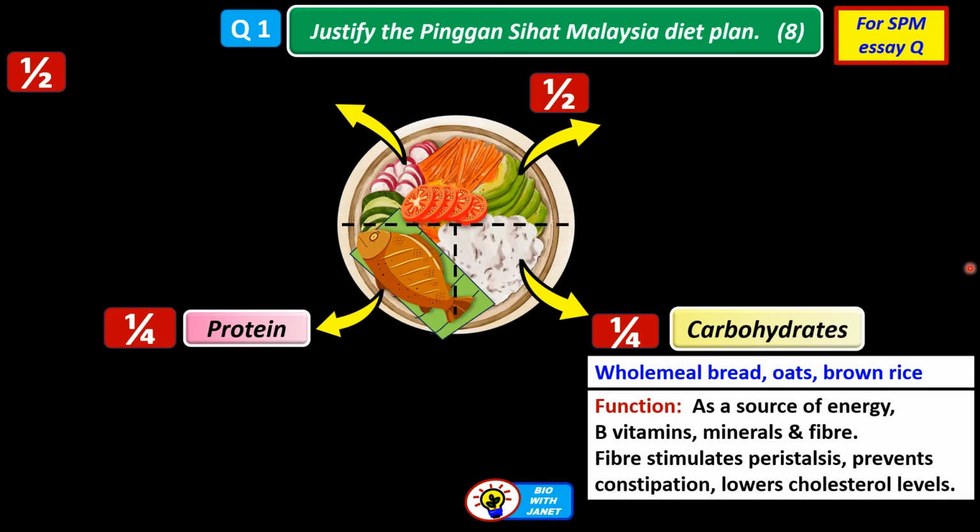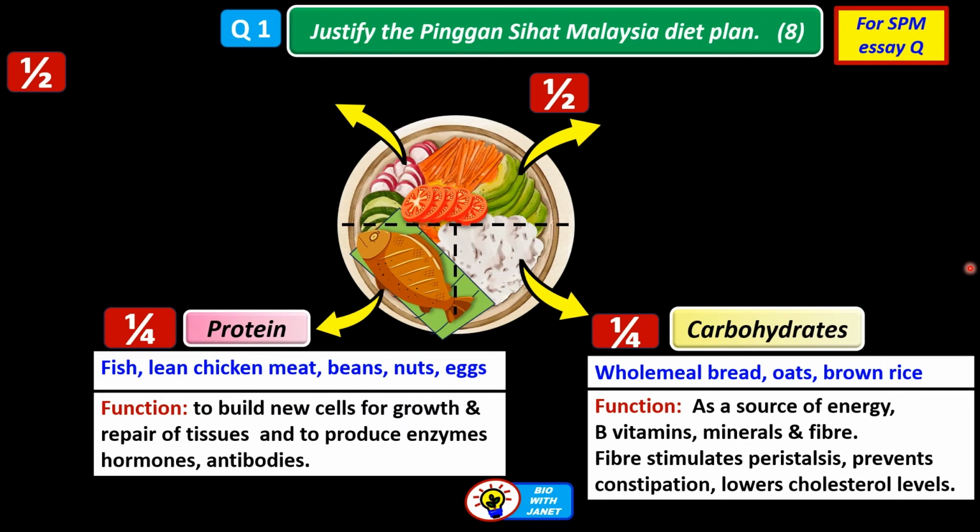Now, a quarter protein. Why a quarter protein? Protein is found in fish, lean chicken meat, beans, nuts, and eggs. These are the better choices for proteins without the fats. The function is to build new cells for growth and repair of tissues, and to produce hormones, enzymes, antibodies, and also hemoglobin.